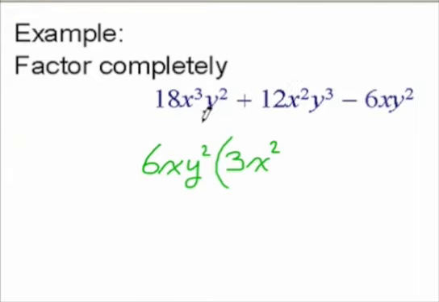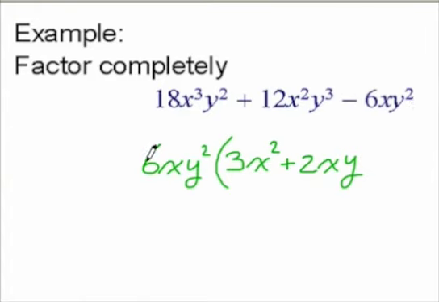Next term will be a positive 12 divided by a positive 6, which will be a positive 2. x squared divided by x will leave you a factor of x. y cubed divided by y squared will leave you a factor of y. And then we move on to the next term.